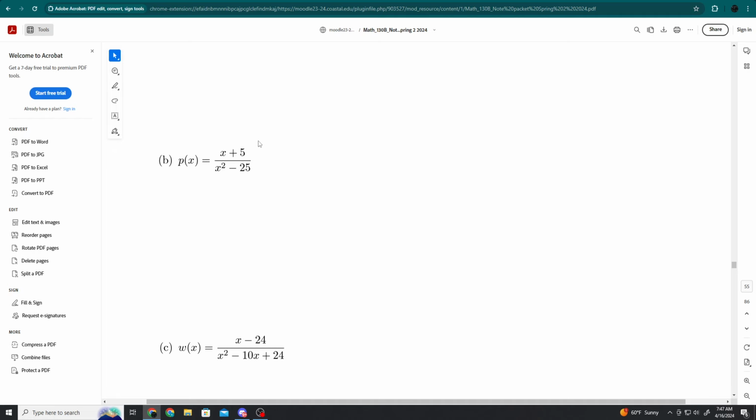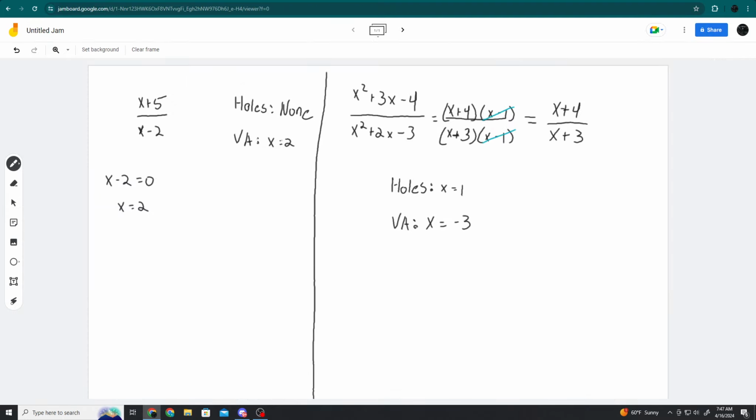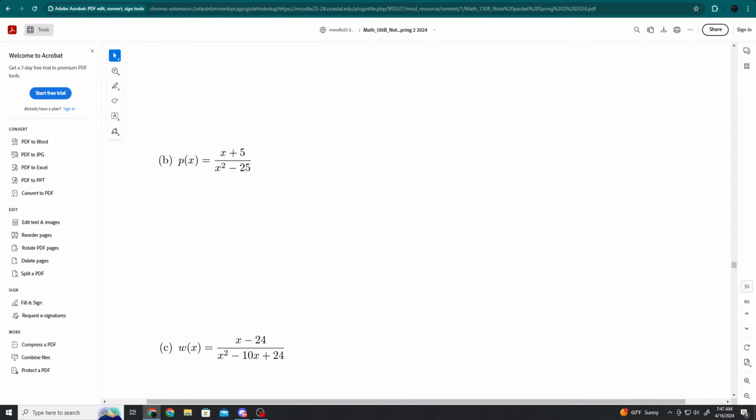So for B, we're looking at x plus 5 over x squared minus 25. Okay, so let's go ahead and try that one. So we'll pop up a new page here. So again, we look back at it. It's going to be x plus 5 over x squared minus 25. I'll write this a little bit bigger because we got a lot of room. All right. So let's say this is where you're starting.